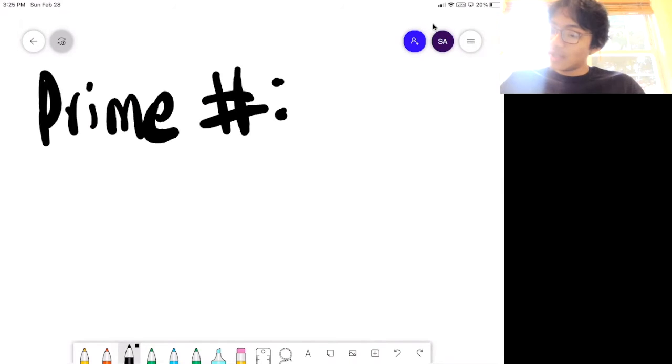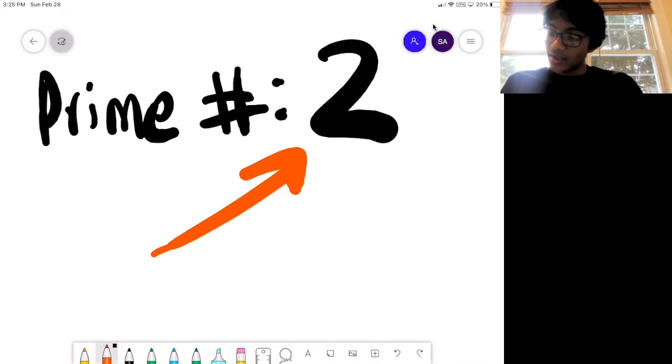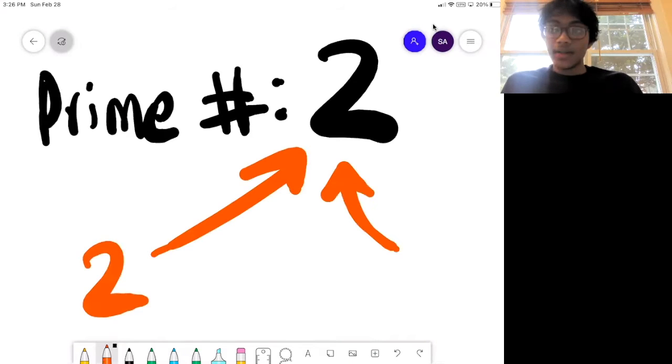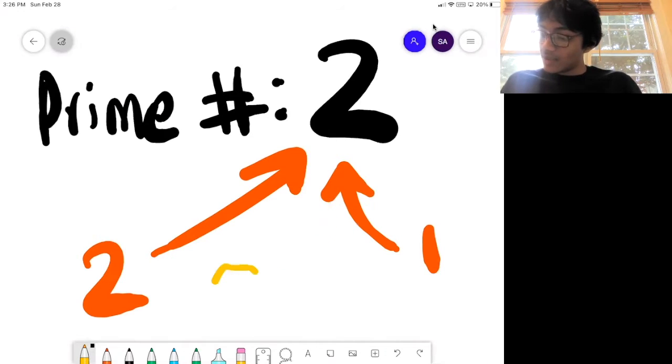So for example, 2 is a prime number. Why? Only two numbers go into it, 2 and 1. Does 3 go into 2? No, don't even try. It's going to give you a decimal. Does 5 go into 2? Don't even try. It's going to give you a decimal.